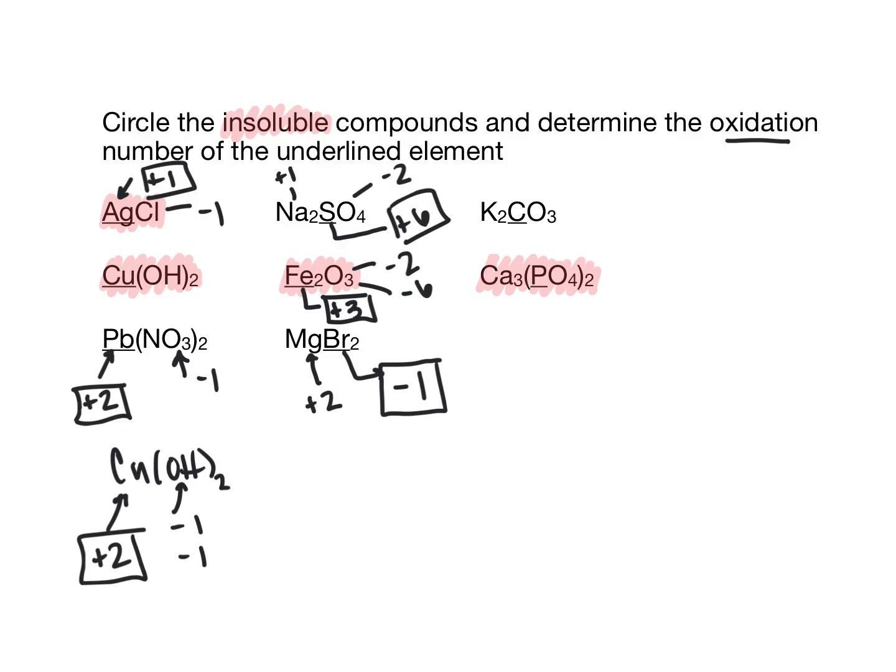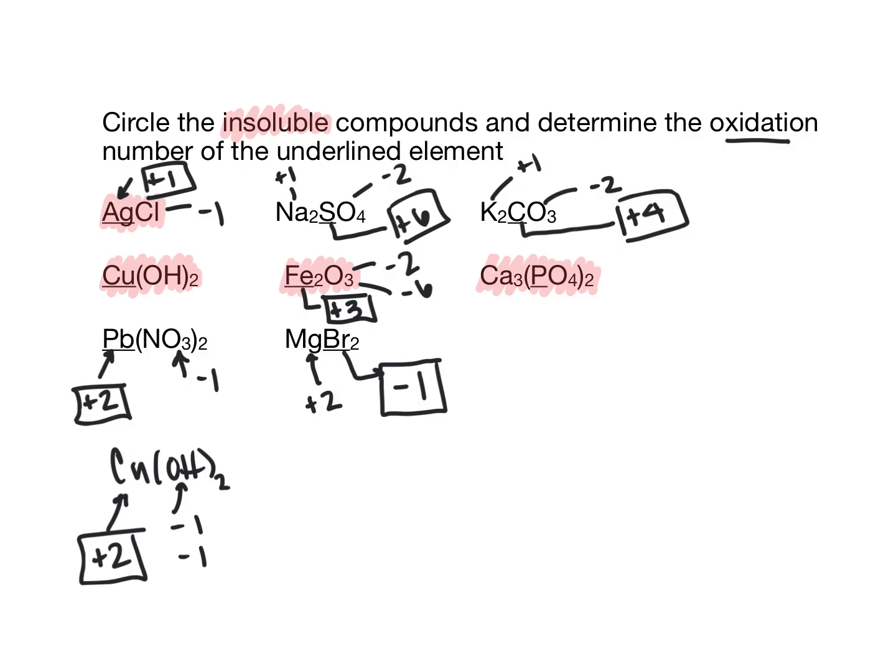If we look over at the potassium carbonate, we have -2 here, and we have a +1 for potassium. So this carbon is going to have to be +4 in order to balance out the +2 from the potassium and the -6 from the oxygen.